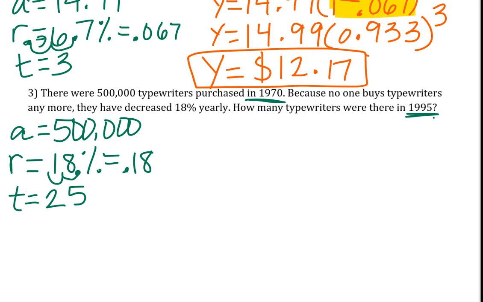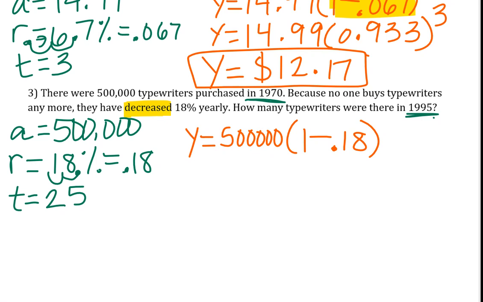So now we plug this into our equation. I have y equals 500,000, parentheses 1. They are decreasing, so that means I'm going to subtract. My decimal, my rate as a decimal is 0.18. And then my exponent is 25.